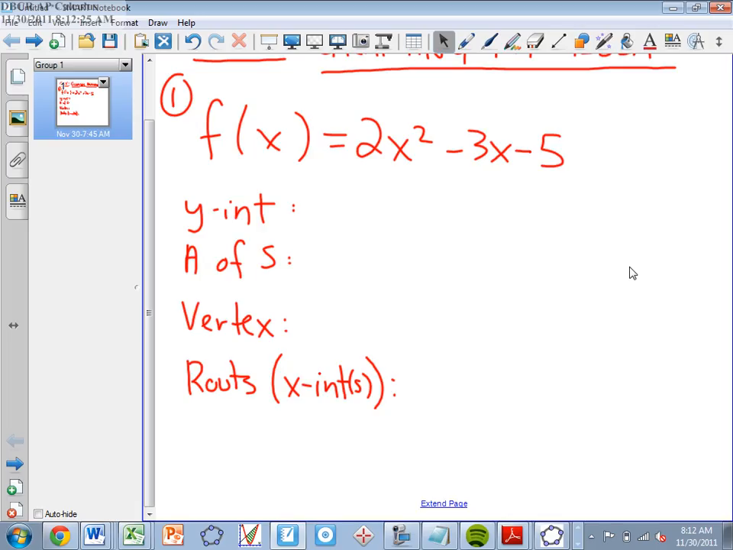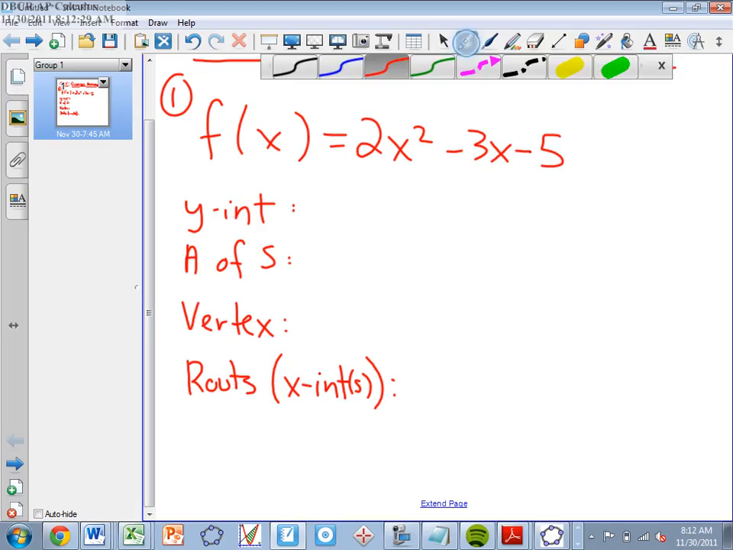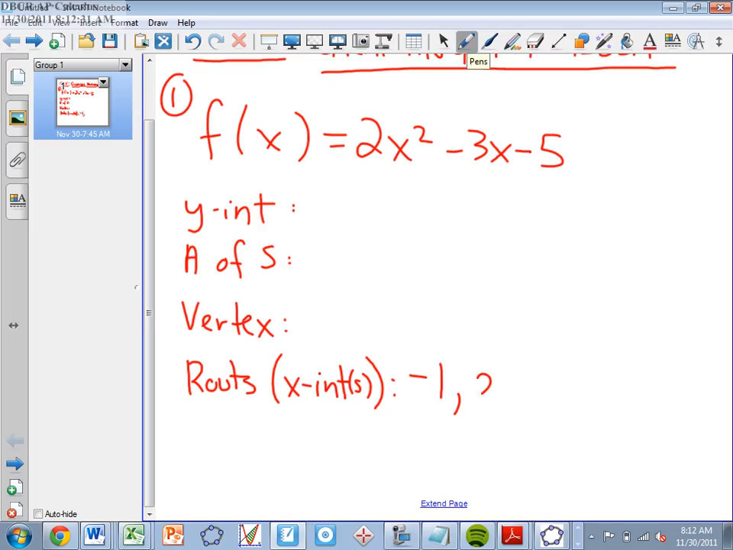So we've got, for our roots, negative 1 and 2.5. Again, remembering that the roots are located on the x-axis. So if you wanted to write these as coordinates, the coordinates are negative 1, 0, and 2.5, 0. Again, because they're on the x-axis, there's no height to the y-value.